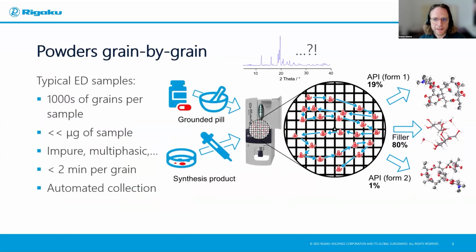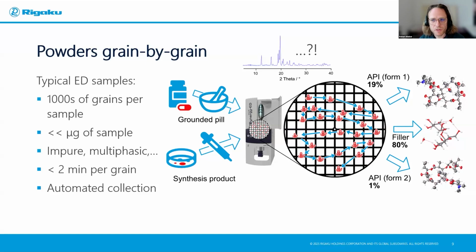And this powder can, in fact, be totally polyphasic, impure. You can have all sorts of dirt, precursors, whatnot, catalysts in there. And you measure it grain by grain. So you can tell the machine now, look at each of many grains sequentially and get me the structure out of it. It can be in a pharma application, for example, a ground pill. It can be a raw synthesis product.